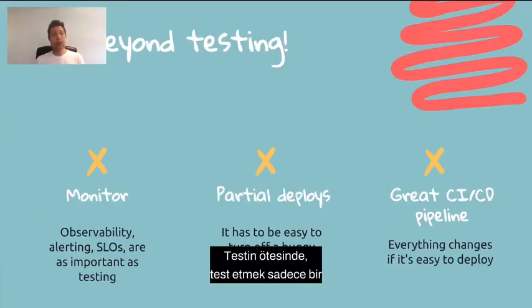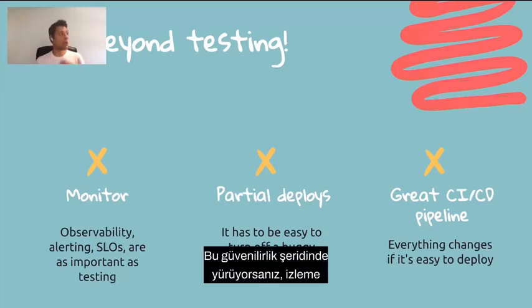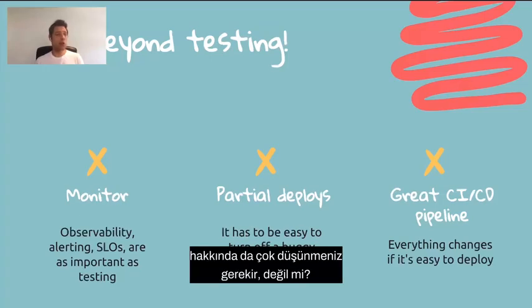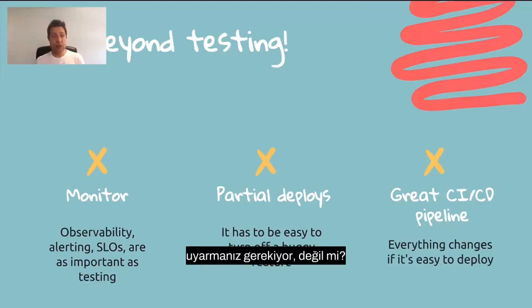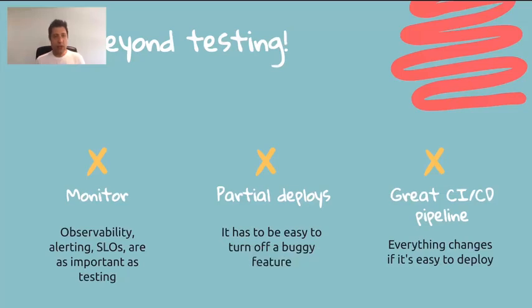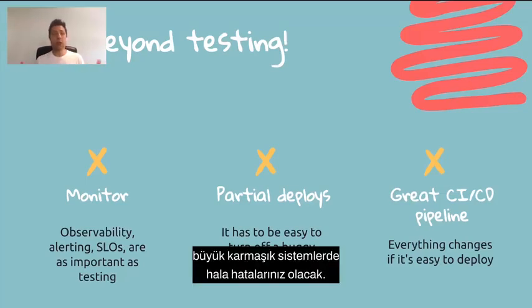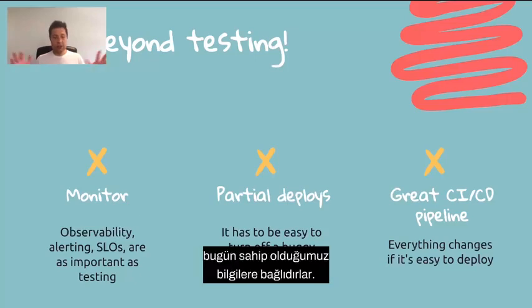Beyond testing is just a start. If you're walking this reliability lane, you also need to think a lot about monitoring, right? So you need to work on observability, alerting, SLOs, because testing focuses a lot on before we get to production. But it doesn't matter how much effort you put in. In large, complex systems, you still will have bugs. They are unavoidable, unfortunately, or at least, up to the knowledge we have today.